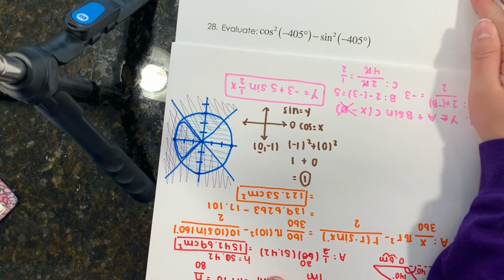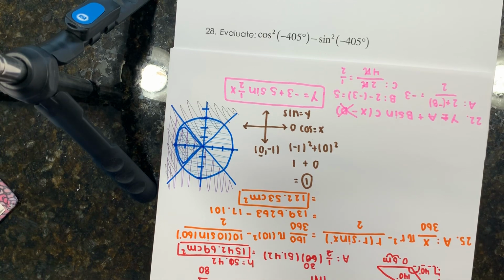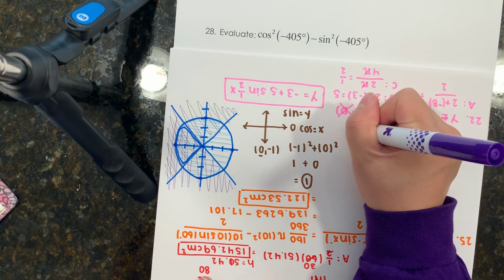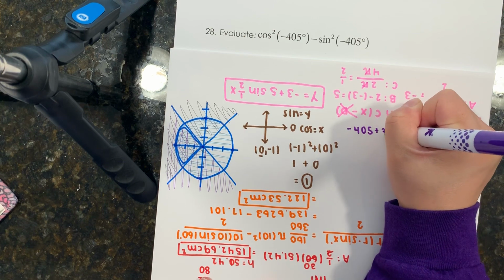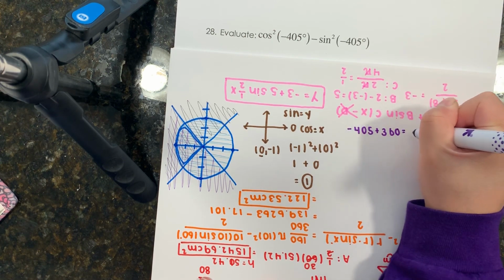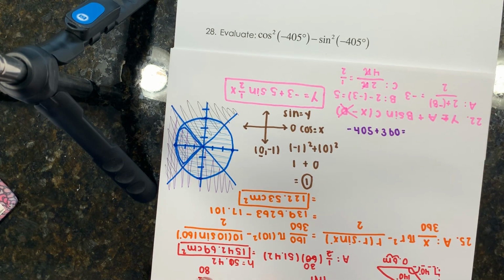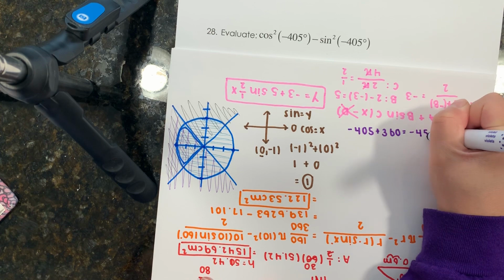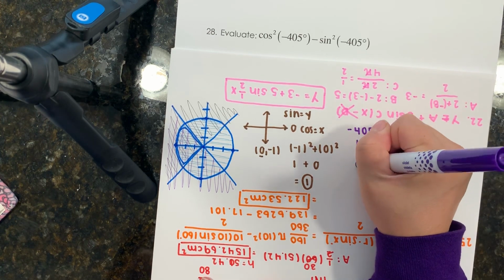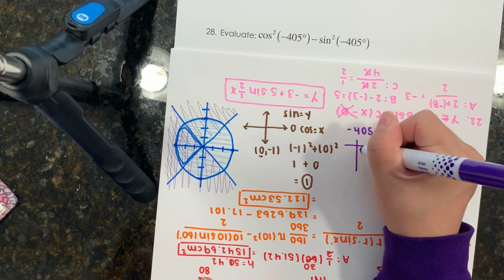Now for the next one, I'm looking at the cosine squared of -405 minus sine squared of -405. So -405 degrees, it's beyond -360, so I'm going to add 360 to that. So -405 plus 360 would actually give me -45. And -45 degrees is going to be a right triangle in quadrant 4.